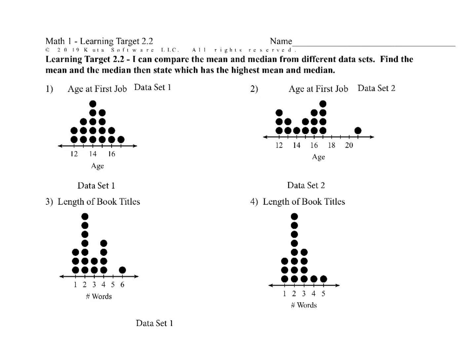Alright, learning target 2.2. I can compare the mean and the median from different data sets. Find the mean and median, and then state which has the highest mean and median. So we're just focusing on the mean and on the median. On these dot plots, we really don't need the calculator, okay?